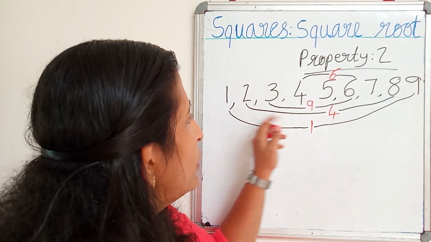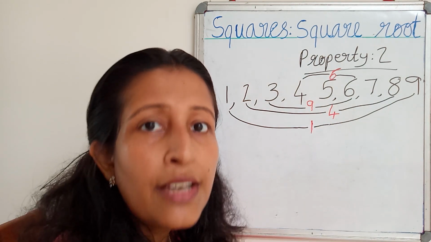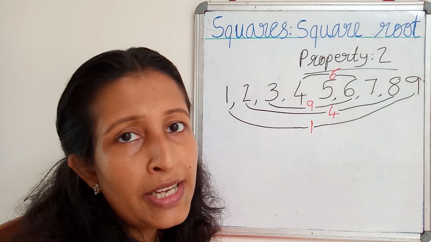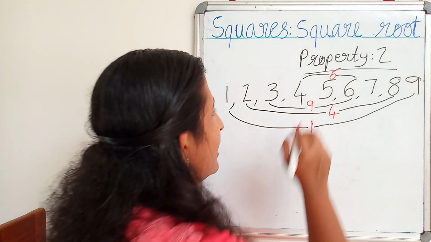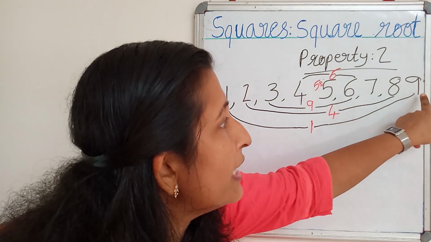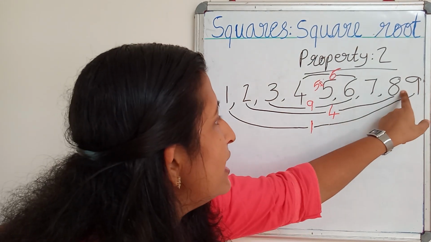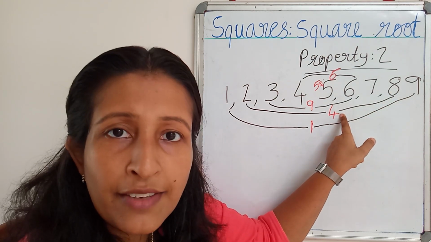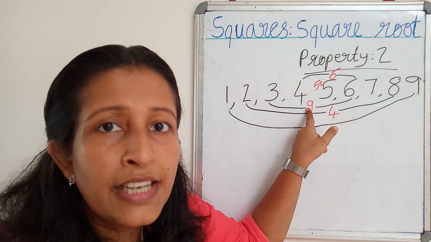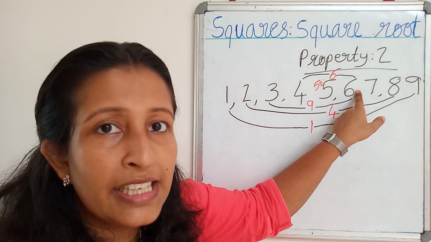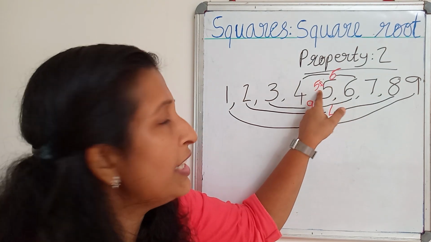Then in these numbers 1, 2, 3, 4, 5, 6, 7, 8, 9, one number is remaining, that is 5. The rule is, if a number ends with 5 in its unit place, then its square should also end with 5 itself. 9 nines are 81. So its square should end with 1. 8 eights are 64. So ending with 4. 7 sevens are 49. So square ending with 9. 6 sixes are 36. Ending with 6. 5 fives are 25. So ending with 5.